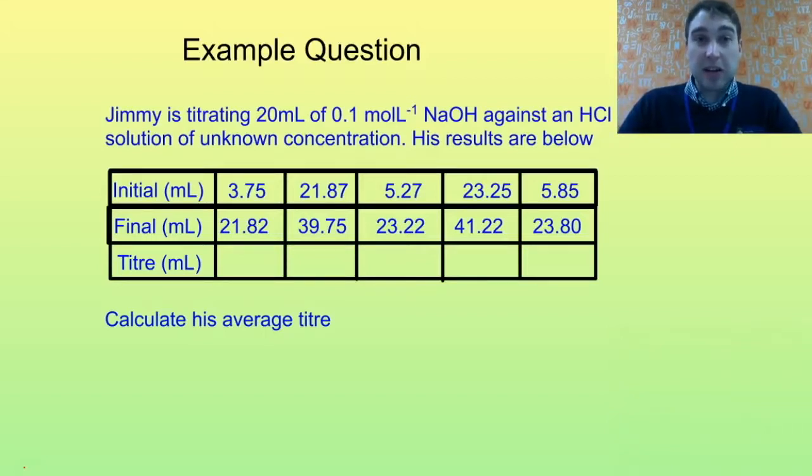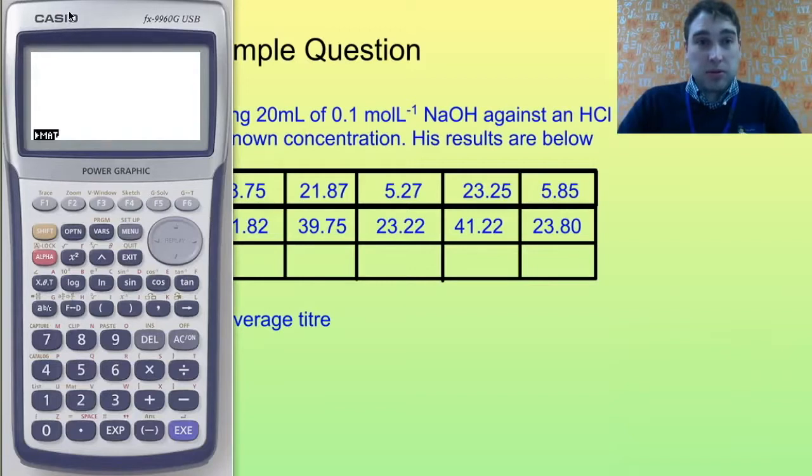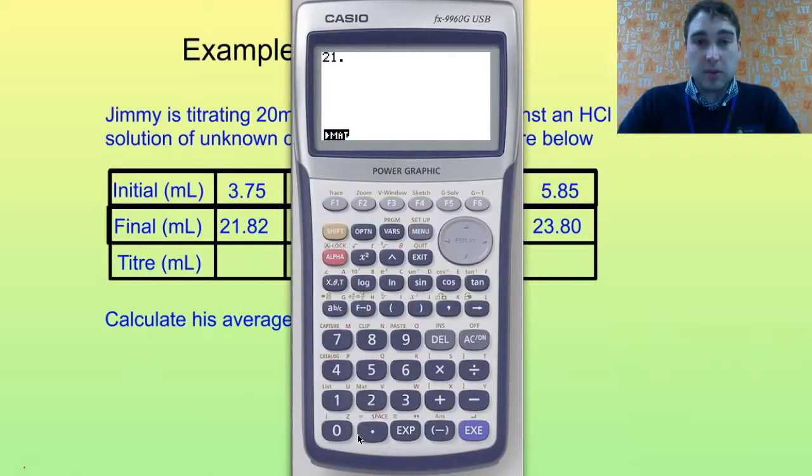So I'm going to use my calculator to help with my subtraction. When you're figuring out the titer, you take your big number, and from that you subtract the small number. And that's the easiest way to do it. So I'll get my calculator up. So we have 21.82 minus 3.75. So my first result is 18.07.